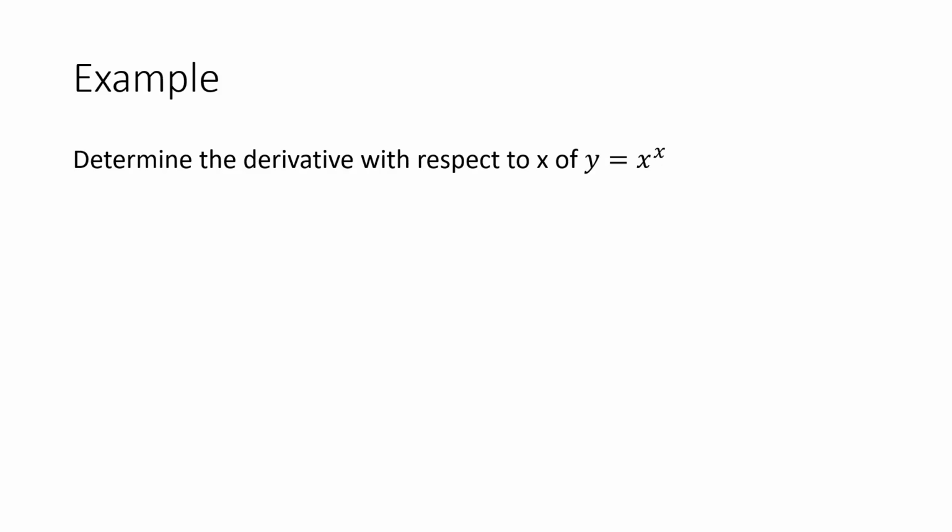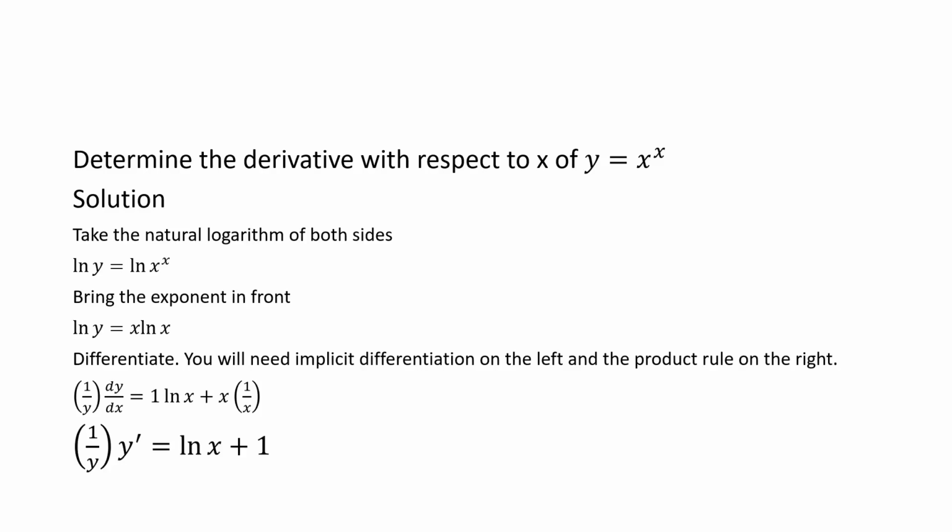So let's determine the derivative with respect to x of y equals x to the exponent x. The first thing we're going to do is take the natural logarithm of both sides. So simply write ln y equals ln x to the x. Then recall that we have a rule of logarithms which tells us we can move that exponent in front, right there. Now we're going to differentiate, and you're going to need to use implicit differentiation on the left and the product rule on the right.